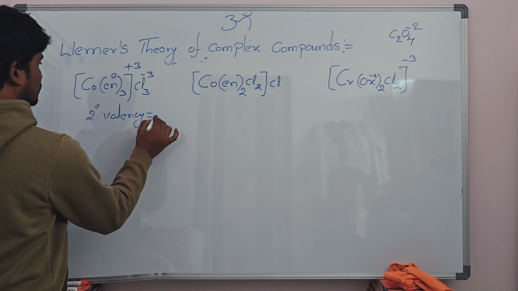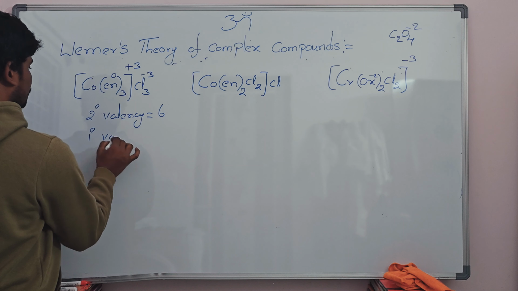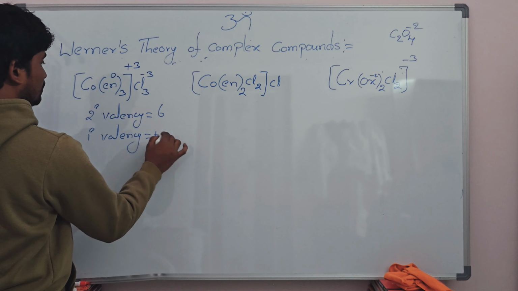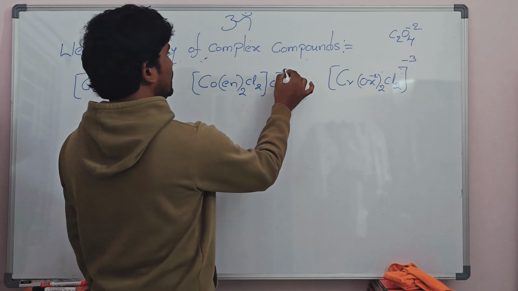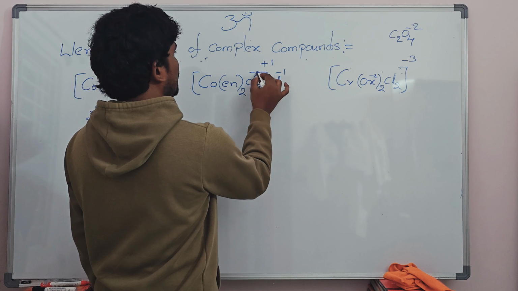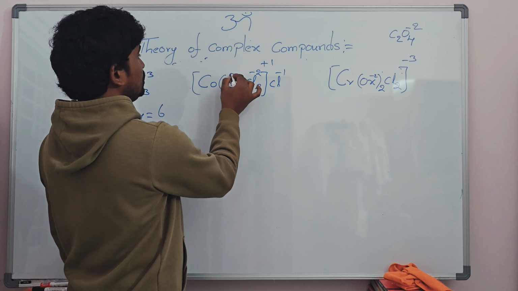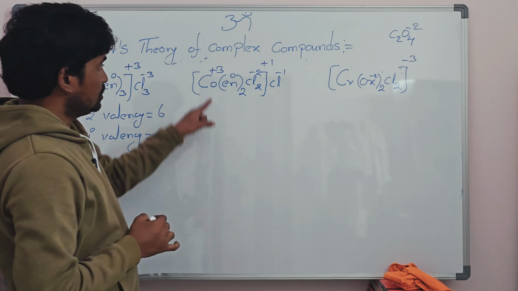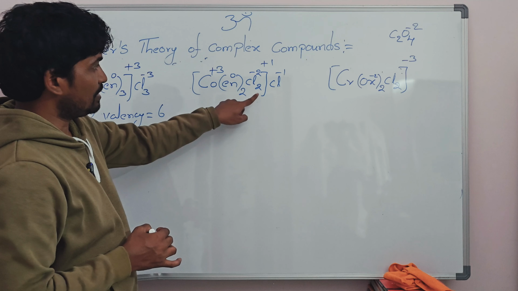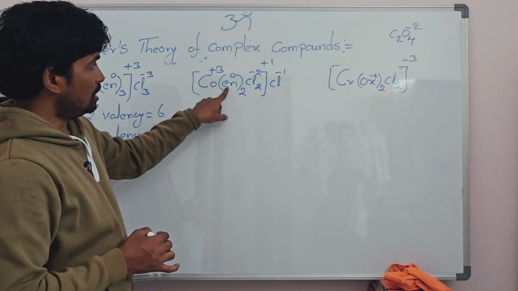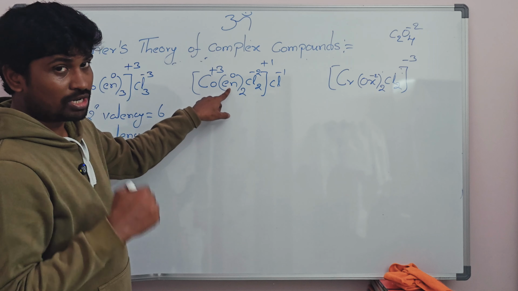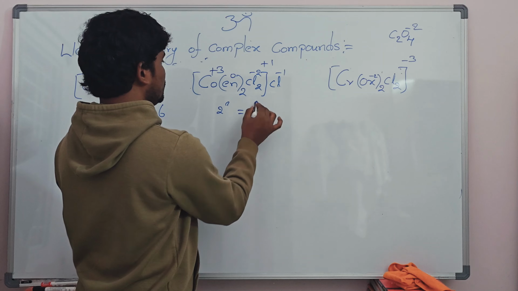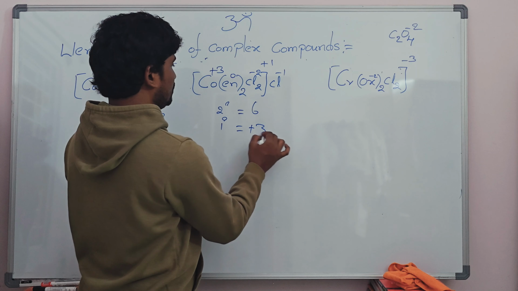And the primary valency: how much charge is there? +3. Next, here this is -1, or +1. Here -2, here 0. For getting +1, how much charge is needed? Cobalt +3. So the primary valency is +3. For the secondary valency, 2 Cls are present, and each ethylene diamine has 2 donor atoms. Here 4, plus 2, the secondary valency is 6. The primary valency is +3 here.